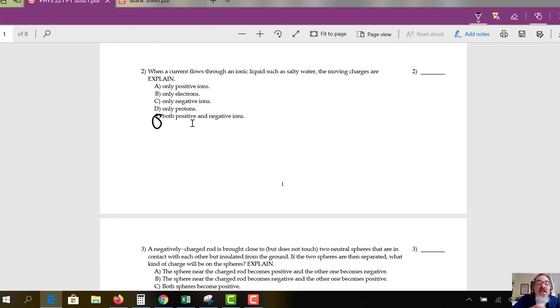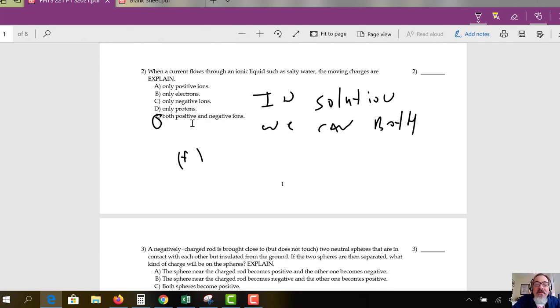So I would just say in solution, we can have both positive and negative ions. For example, you could even list some examples. You could have like calcium ion, which I believe is usually plus, or you could have potassium or sodium or whatever it is. You can have all these different sorts of ions.